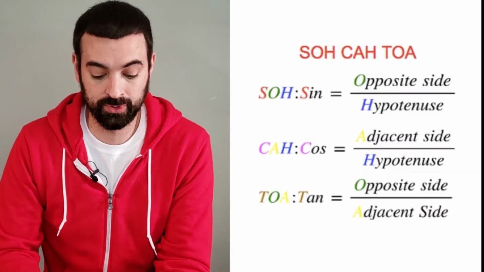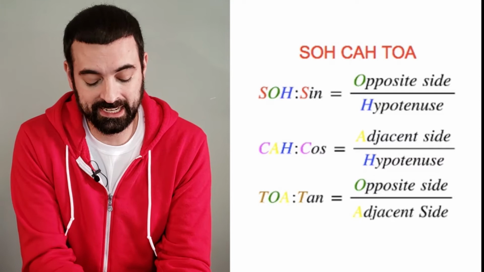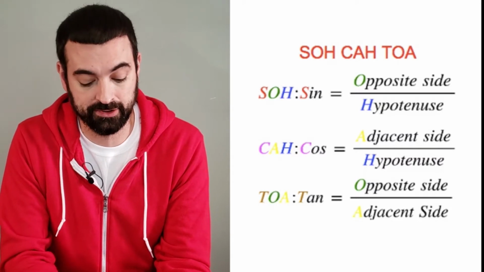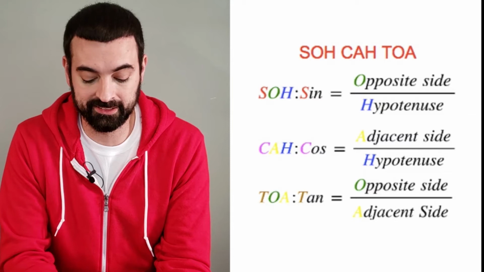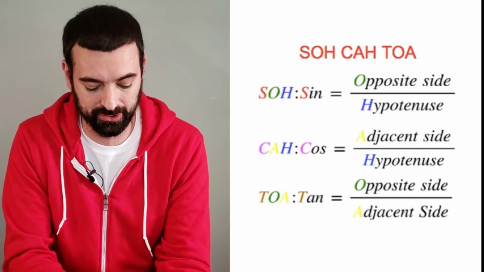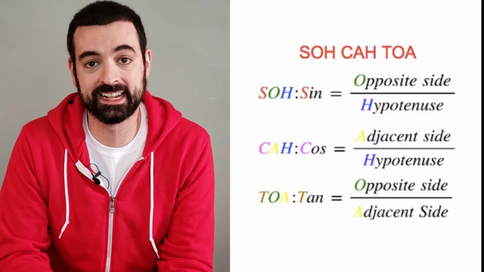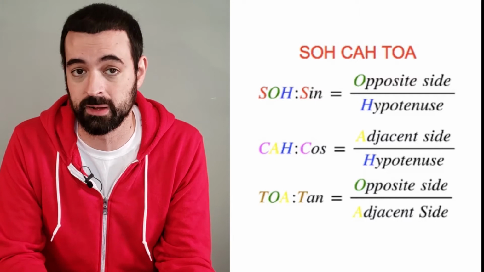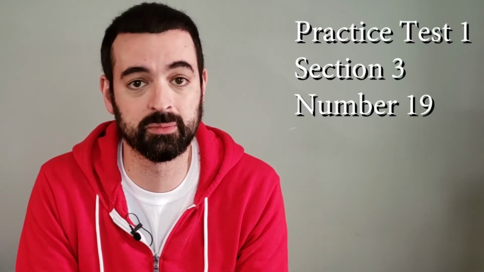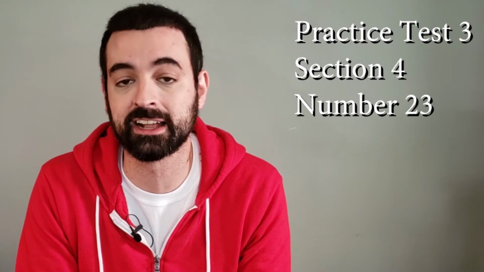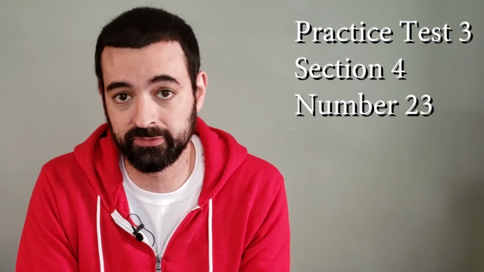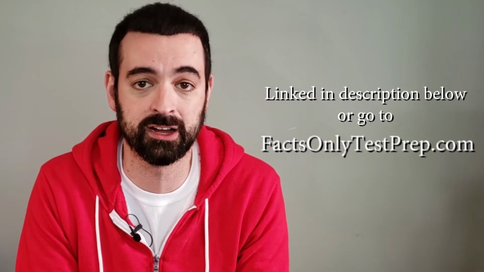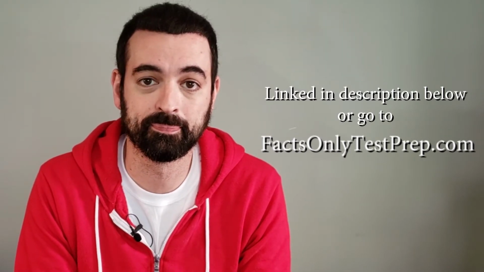Something else that you'll need to know is SOHCAHTOA. Sine is the opposite side over the hypotenuse of a triangle. Cosine is the adjacent side over the hypotenuse of a triangle. Tangent is the opposite side over the adjacent side of a triangle. I haven't even seen a tangent question come up yet, but everybody should know SOHCAHTOA. For today's questions, you're going to need to use Test 1, Section 3, number 19, and Test 3, Section 4, number 23. Pause the video, take a moment to go to factsonlytestprep.com, hit those links, and let's get started.